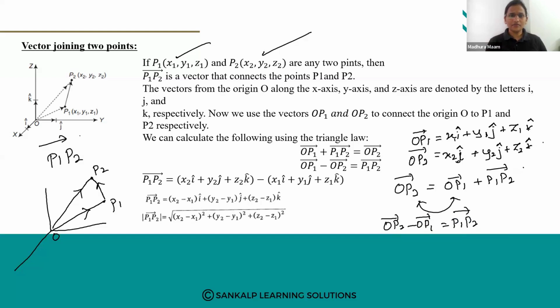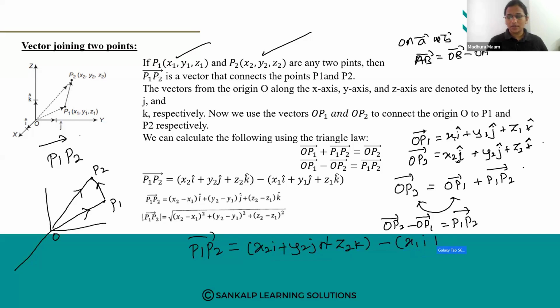If you want to find a vector, A is given, B is given, say this is OA, so this is AB. So how do you find AB? OB minus OA, correct? Same, this P1P2 is OP2 minus OP1, okay? So OP2 and OP1 are known to us: x2 i plus y2 j plus z2 k minus OP1, x1 i plus y1 j plus z1 k.